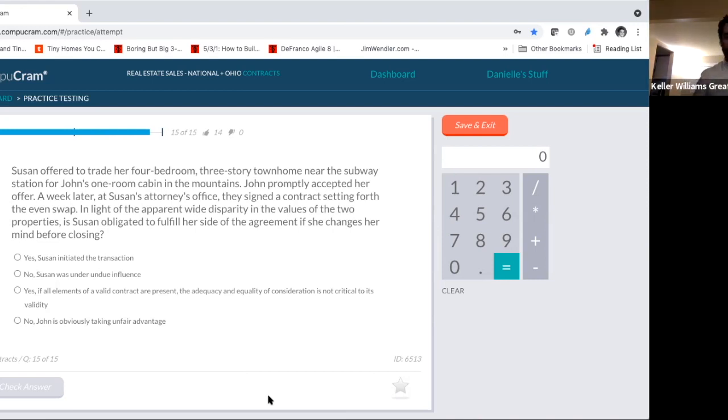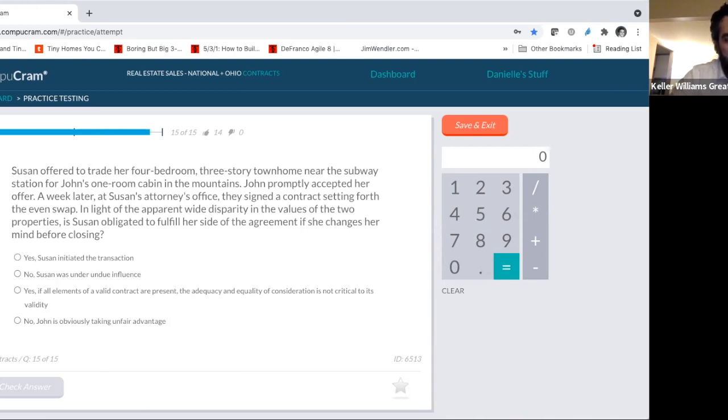A, yes, she initiated the transaction. B, no, she was under undue influence. C, yes, if all elements of the contract are present. The adequacy and equality of consideration is not critical. Or D, no, obviously, John is taking unfair advantage.